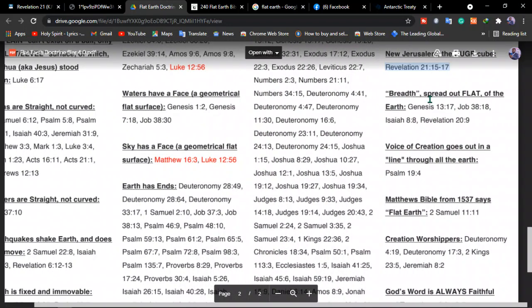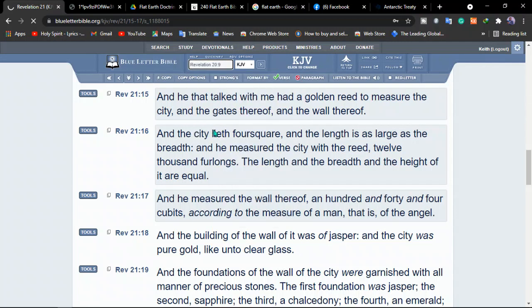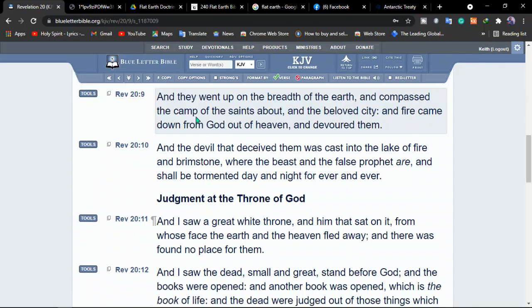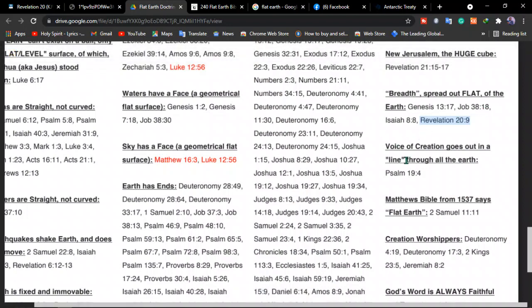Now let's look at the breadth spread out flat of the earth. The breadth. Here I'll just sample some of them I had read for you. This is really an amazing understanding. And they went up on the breadth of the earth and compassed the camp of the saints about and the beloved city. And fire came down from God out of heaven and devoured them. The breadth of the earth, all round the earth, you see? You can read the others for yourself. Let me just go hopping so that I don't take a lot of time.